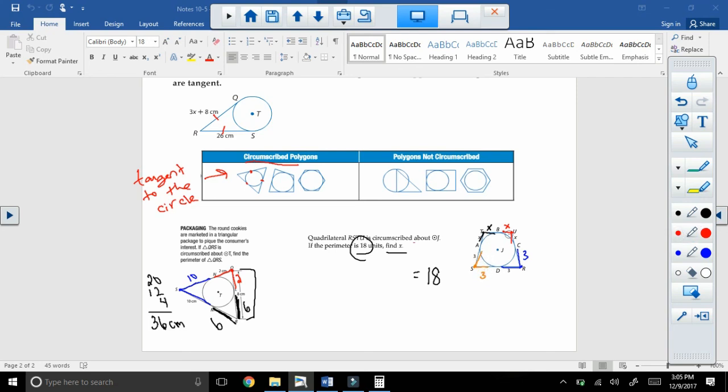So what I have here for this perimeter is 1, 2, 3, 4x, and then add up all of those. So when I add up all of those, that's going to be 12. So 4x equals, when I subtract that over, that's going to be 6, or x equals 1.5.